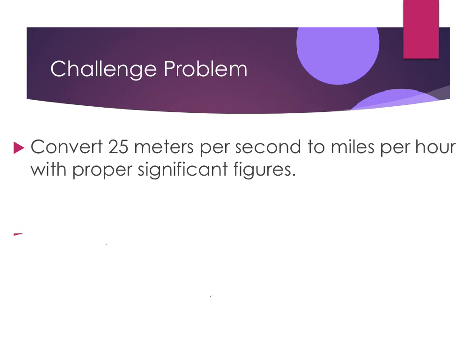Now I want to really step it up. Let's try one that has 2 units. We're going to convert 25 meters per second into miles per hour. And then, of course, we'll round for sig figs.